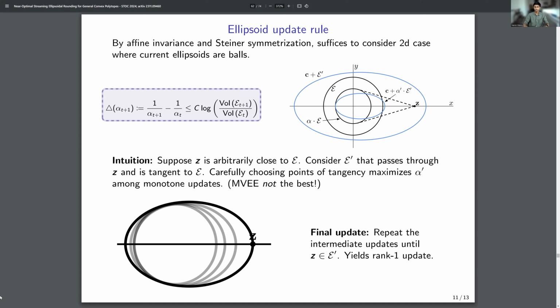So one thing to remark here is that this family of updates can be characterized, but the minimum volume ellipsoid that passes through Z and covers your old solution might actually yield a very suboptimal approximation factor.